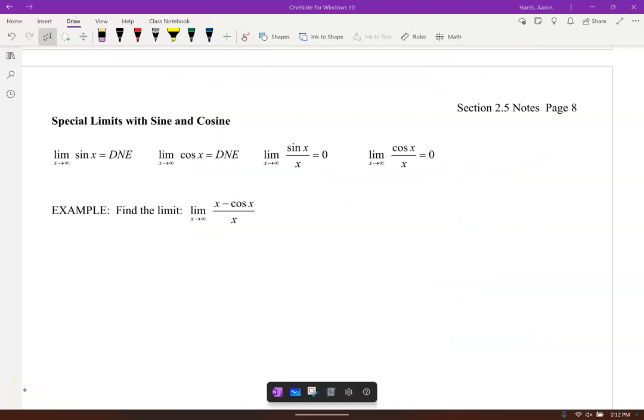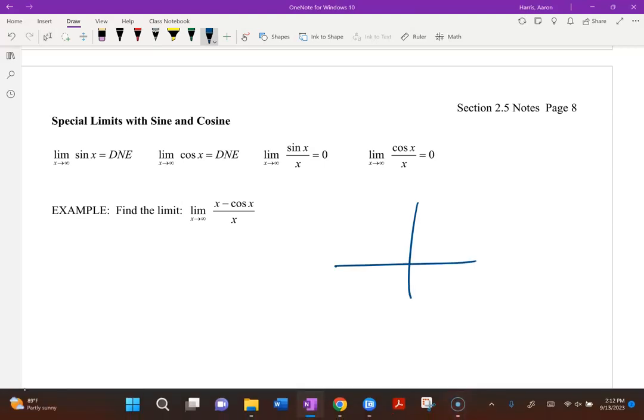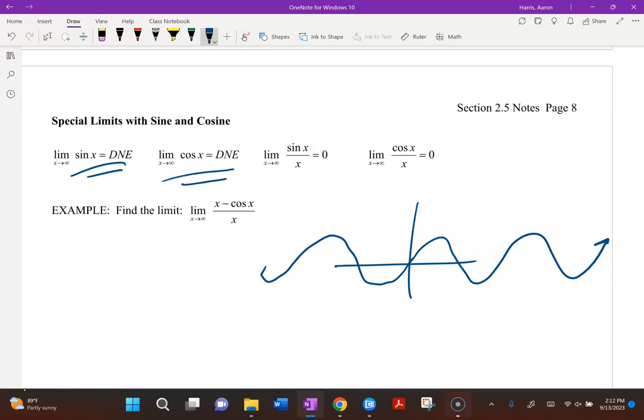All right, a few special limits you want to keep track of as you're shooting to infinity. If you think about the sine function, here's our sine function. Does it have a horizontal asymptote? Of course not, right? So the limit does not exist. As I shoot out, I just keep bobbing up and down. Same thing for the cosine. There's no limits for those.